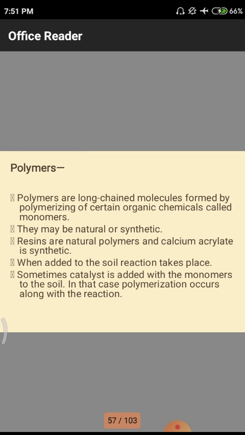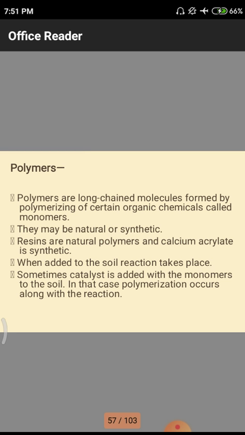That means simply we call it a long chain. Long chain means depending upon the number of carbon atoms, we decide whether it is a long chain or short chain. Polymers are formed by the polymerizing of certain organic chemicals called monomers. A monomer is normally a single unit. Poly means many. A number of monomers are combined to get a polymer. That means a number of monomers are bonded together, and they form a polymer.